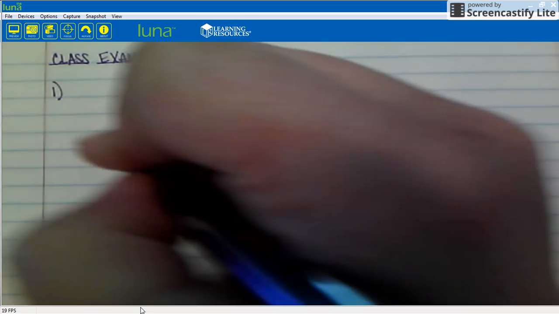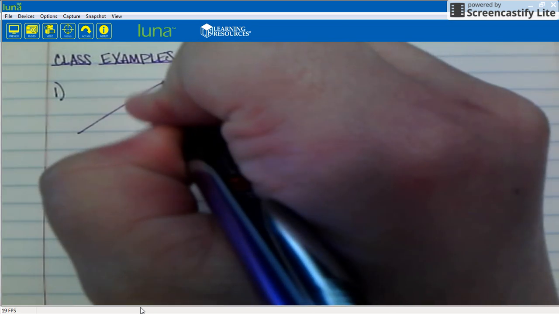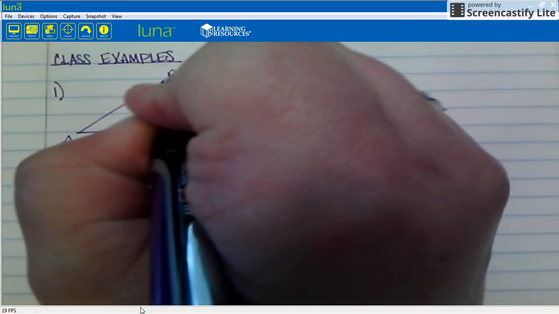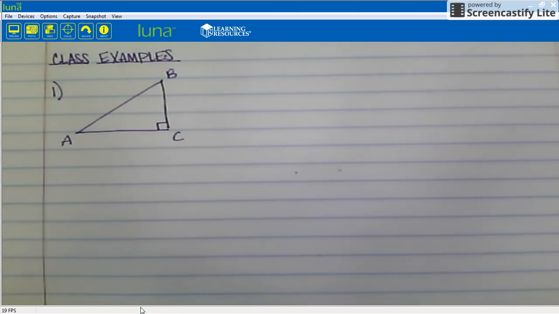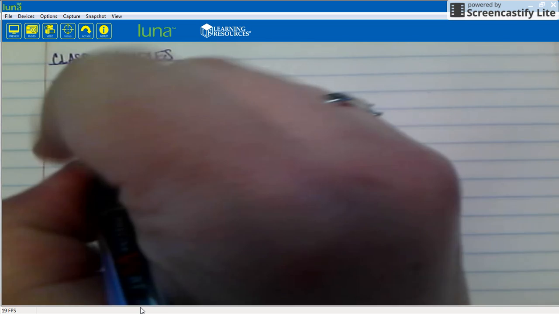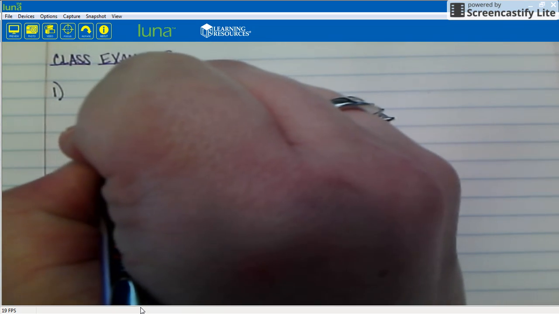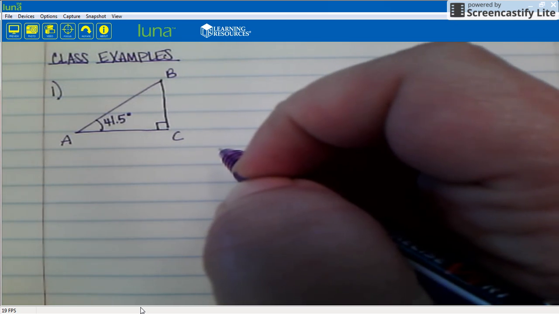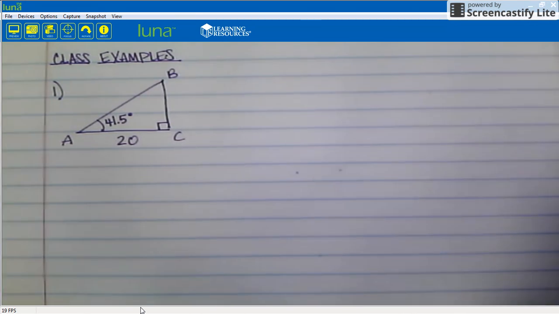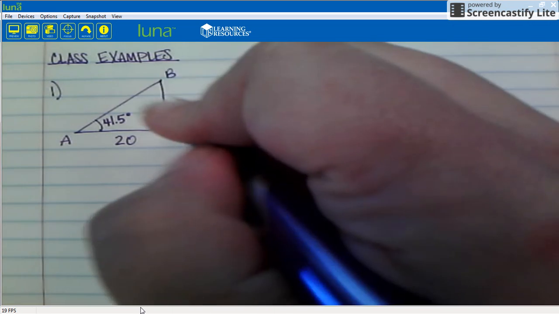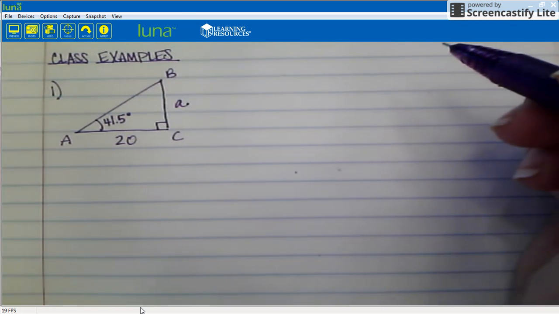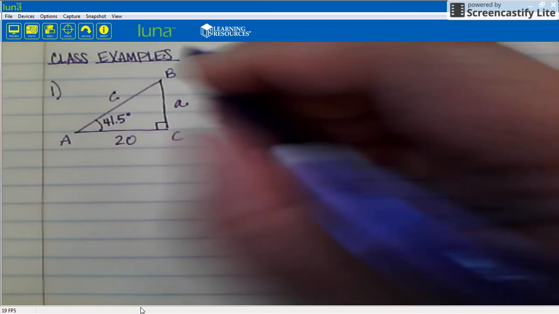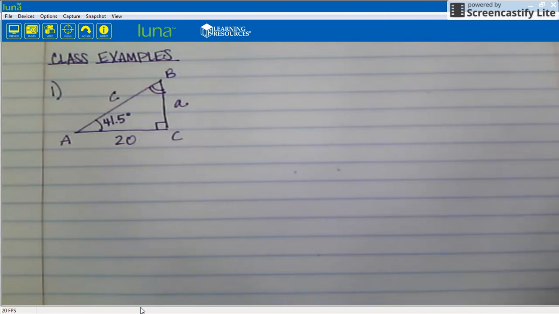And so to solve your right triangle, you use the information that's given in order to identify the pieces of information that you need to find. So we're given this triangle ABC, and we're told that the measure of angle A is 41.5 degrees, and we're told that the measure of length little b is 20. So what we are charged with finding is the measure of little a and the measure of C, in addition to the measure of our angle B.